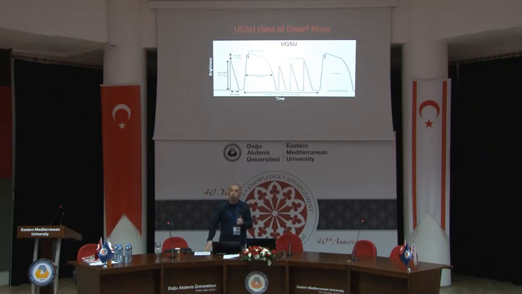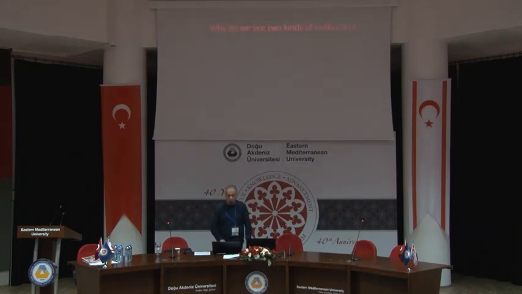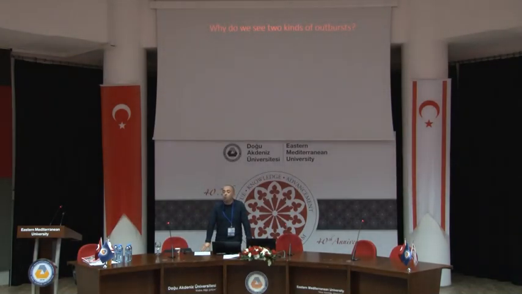On the other hand, super outbursts last longer and have slightly larger amplitudes. Super outbursts are widely separated in time, and usually there are several normal outbursts between each successive super outburst. A cycle from one super outburst to the next is called a super cycle, which is a few hundred days long for a typical UGSU system. So the question is, why do we see two kinds of outbursts in these systems? Astronomers were very curious about this.